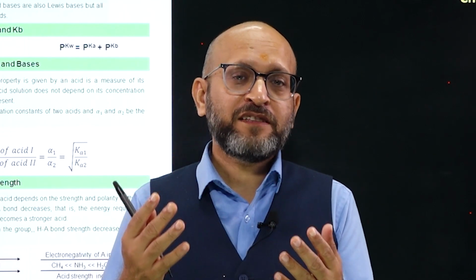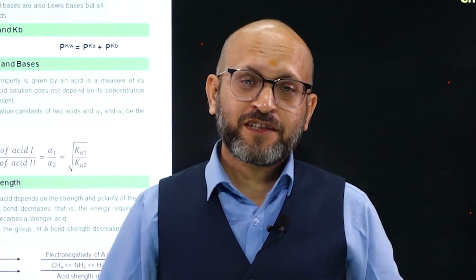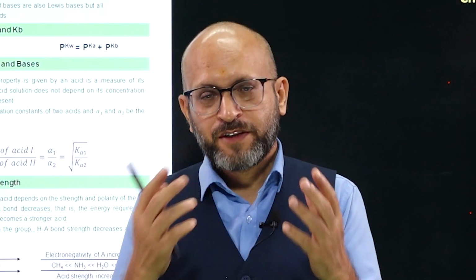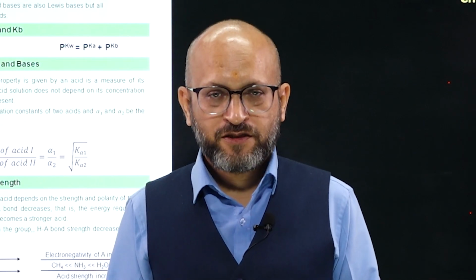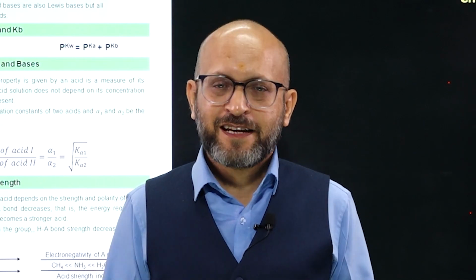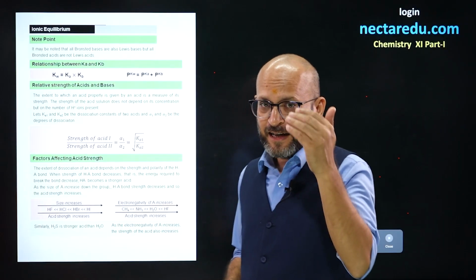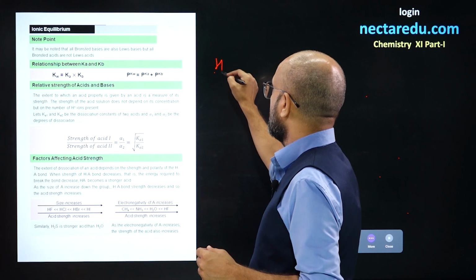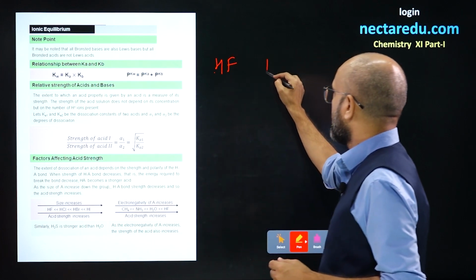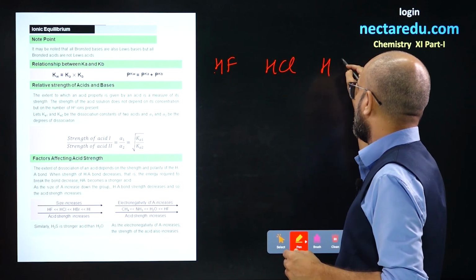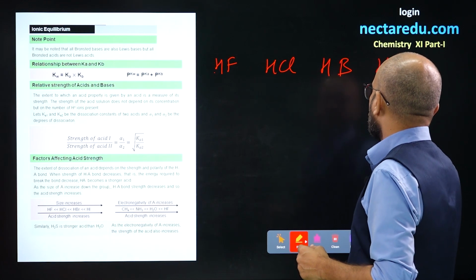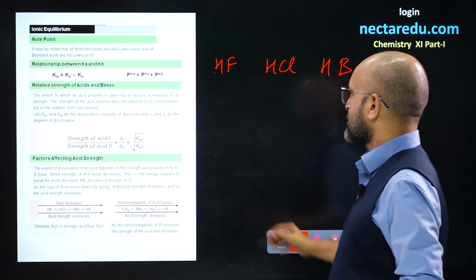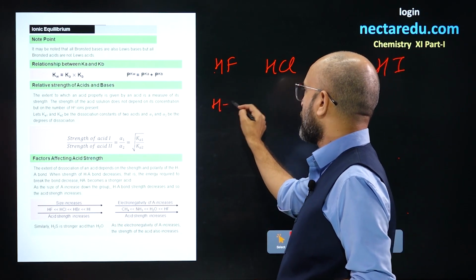A strong acid means that it will ionize 100% in a solution, and a weak acid is something which does not ionize much. All right, so how do you figure out, of given acids, which one will be the good acid? For example, HF, HCl, HBr, HI, and I ask you a question, which one is a better acid? What you have to do is see the bond length.